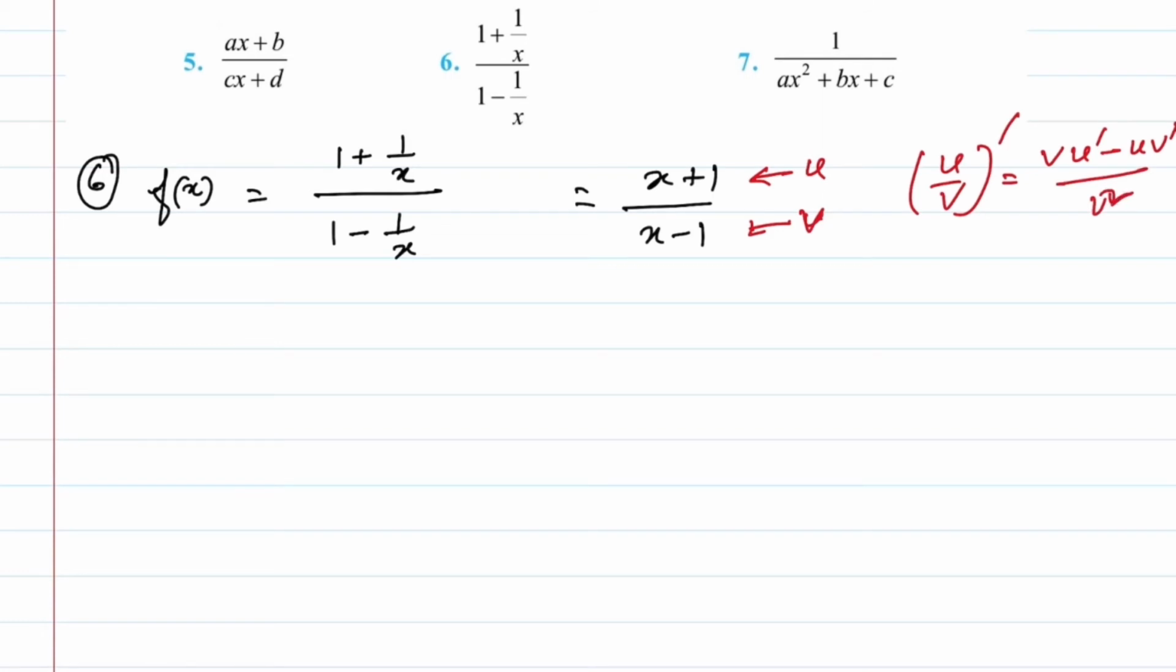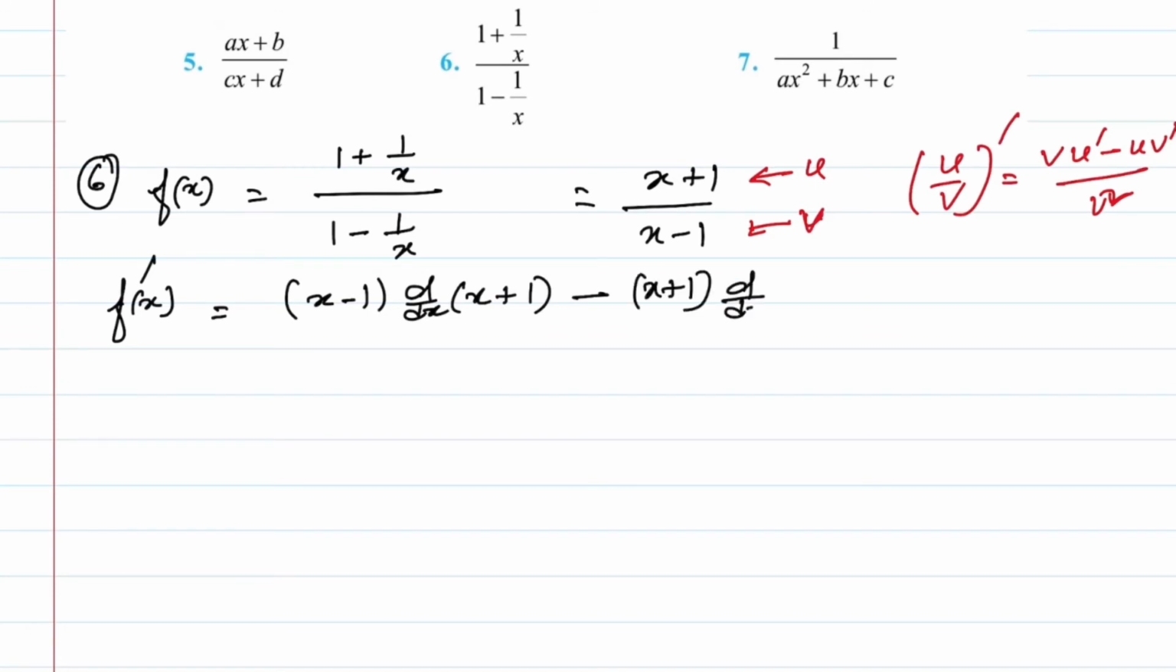Let us apply this. So now the derivative of f of x, that is f dash x, is denominator times derivative of the numerator, and numerator times derivative of the denominator, by the denominator square, that is (x minus 1) whole square.